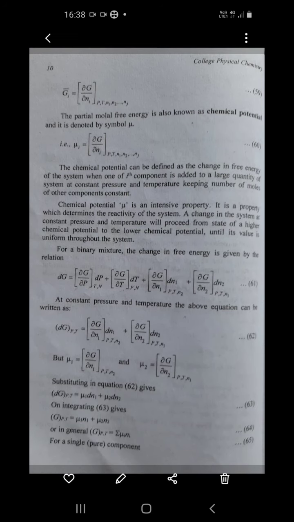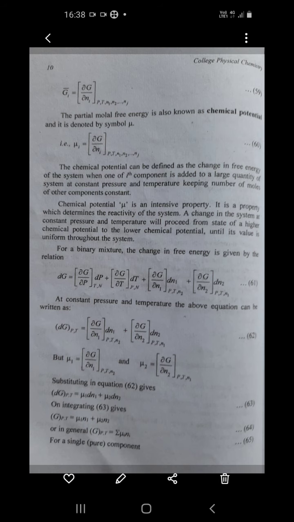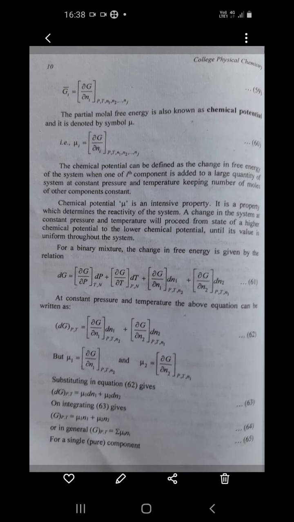This is a very important equation from the examination point of view. Sometimes a question may be asked: what is chemical potential, how is it derived for the partial molar free energy? So mu i is equal to (∂G/∂Ni) at constant pressure, temperature, N1, N2 up to Nj. That equation is called the chemical potential.